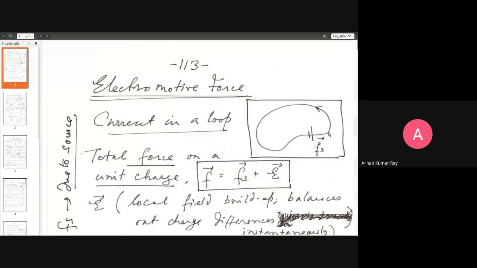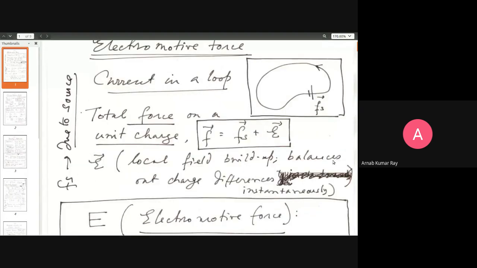Okay. So basically, if you were a unit charge on this loop, you will feel two kinds of forces. One, due to the potential difference of the battery, which is Fs; the total force F on a unit charge is equal to Fs. That is always there. And the other is that occasionally there could be little pockets. It's not a very smooth road. So there could be little pockets of charge buildup, and they will balance out these charges very quickly, but you will nevertheless feel that force also.